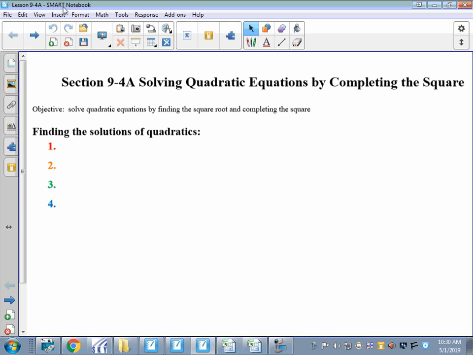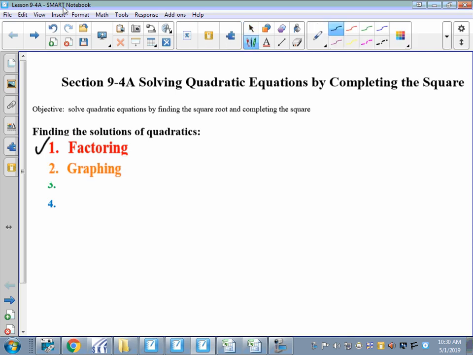This one just gives you another strategy which you can use to solve the equation if you can't factor. Maybe you can complete the square and then you can factor it. So far, how we've solved quadratics is by factoring, and we also did graphing. We've already done those, check and check.